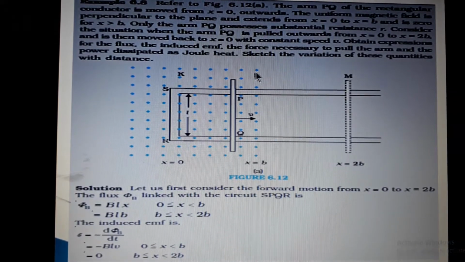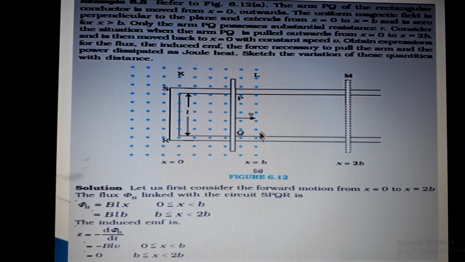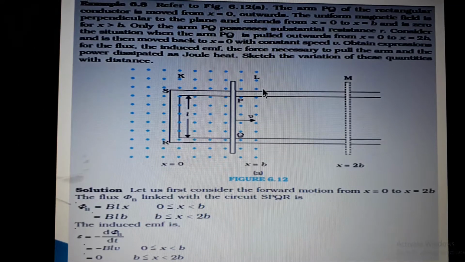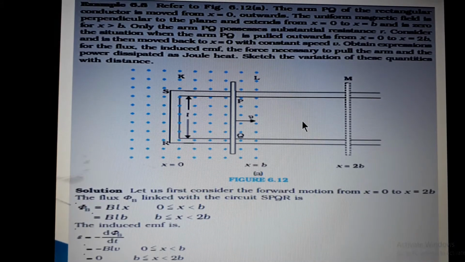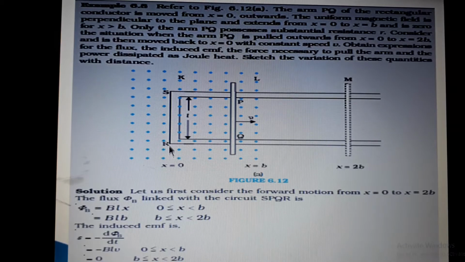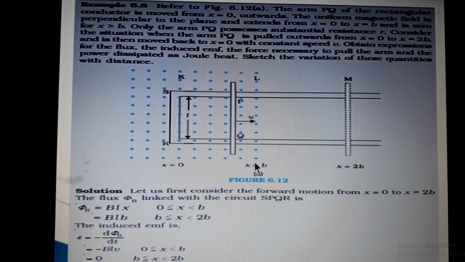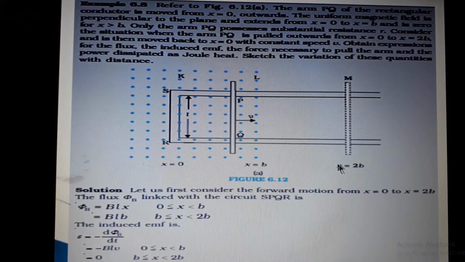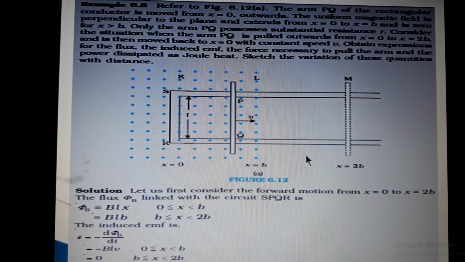Just see this figure. Only in this region is the uniform magnetic field present. The dots mean uniform magnetic field. So only in this region is the uniform magnetic field present, and in this region it is not. Here is x equal to 0 to x equal to b, and here is x equal to b to x equal to 2b, so there are two conditions.